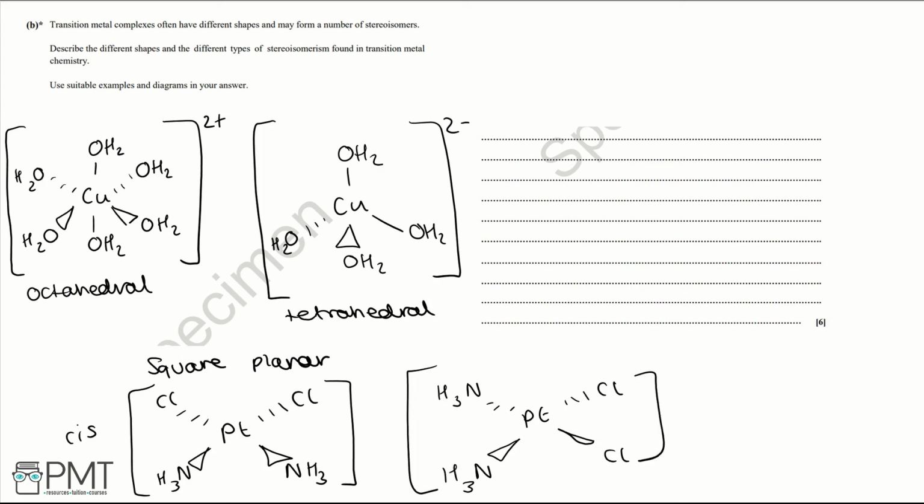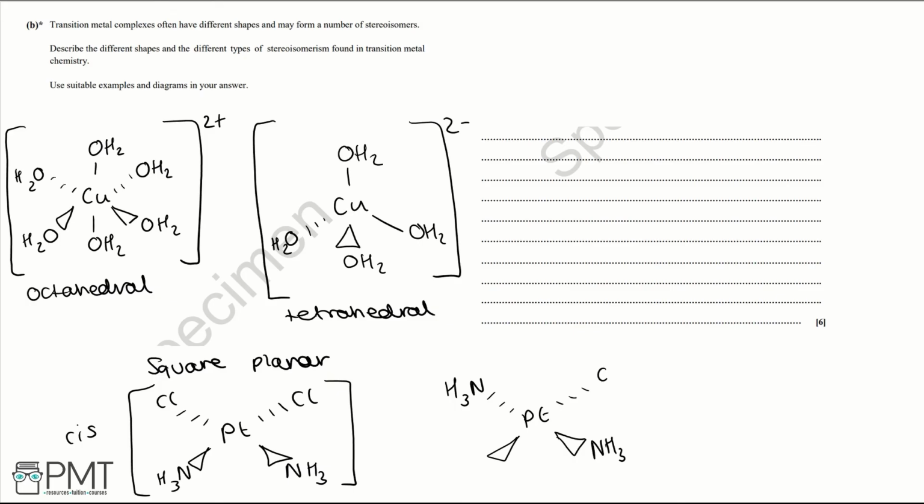And this will be our trans arrangement, where the groups are going to be on opposite sides. So that's going to mean our chlorine and our ammonia groups. So we can have an ammonia here and here, making sure that our bond is from the nitrogen and not the hydrogen, and then our chlorines on the opposite sides. So this is our trans arrangement. So square planar has cis and trans stereoisomerism, but octahedral also has cis and trans stereoisomerism.